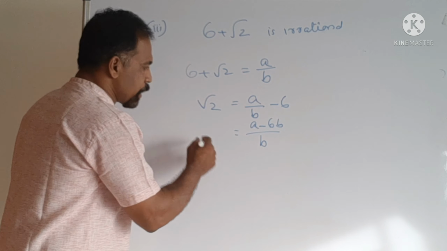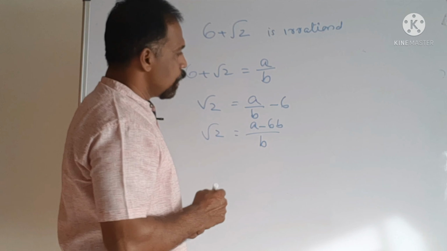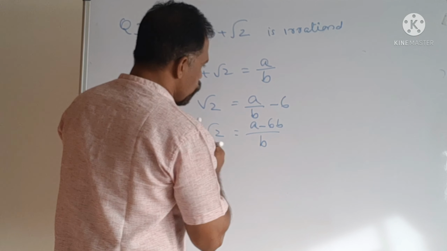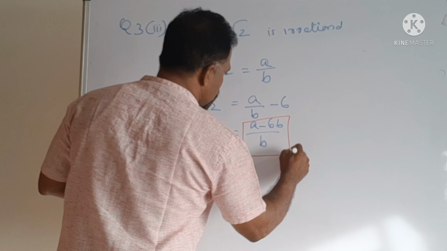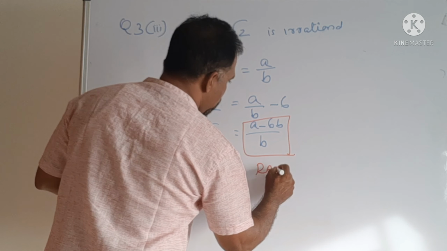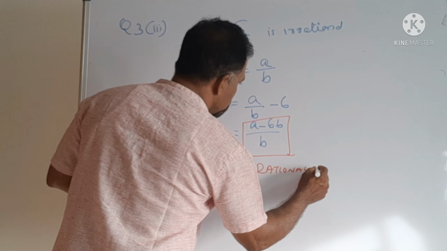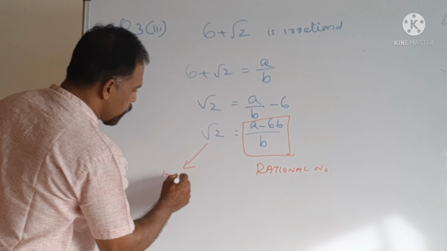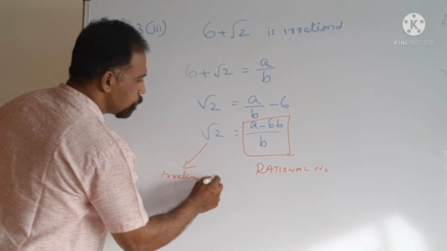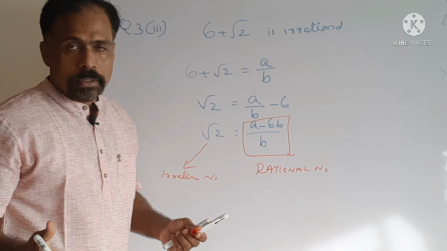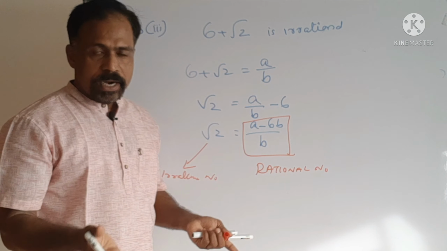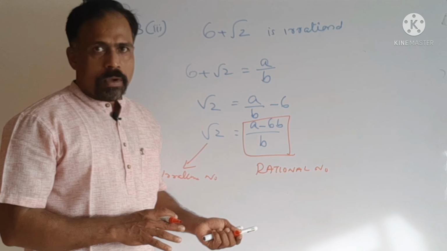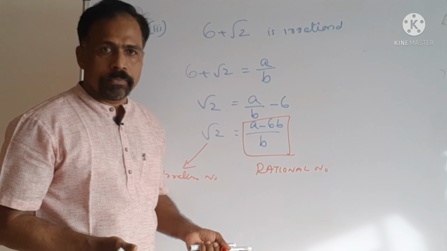Now, you know that this right hand side is a rational number. Why is this a rational number? Because everything in this complete expression is a rational number. But we know that this is an irrational number, which contradicts, because the right hand side is a rational number, and the left hand side is an irrational number. So our assumption itself is wrong.